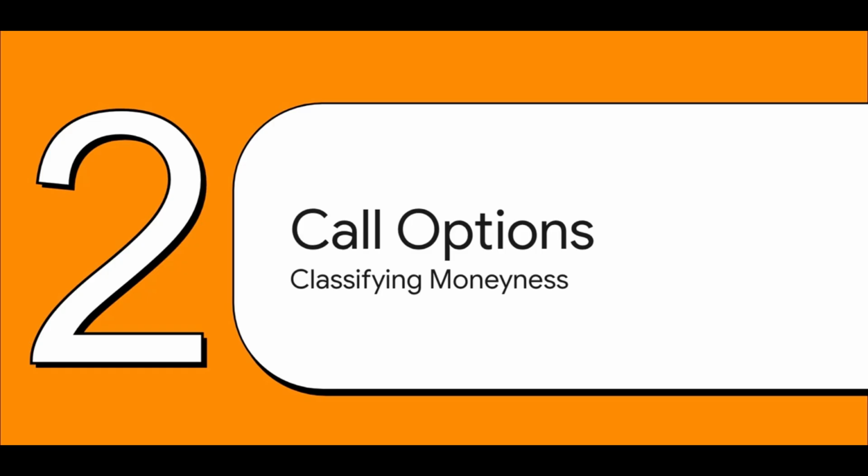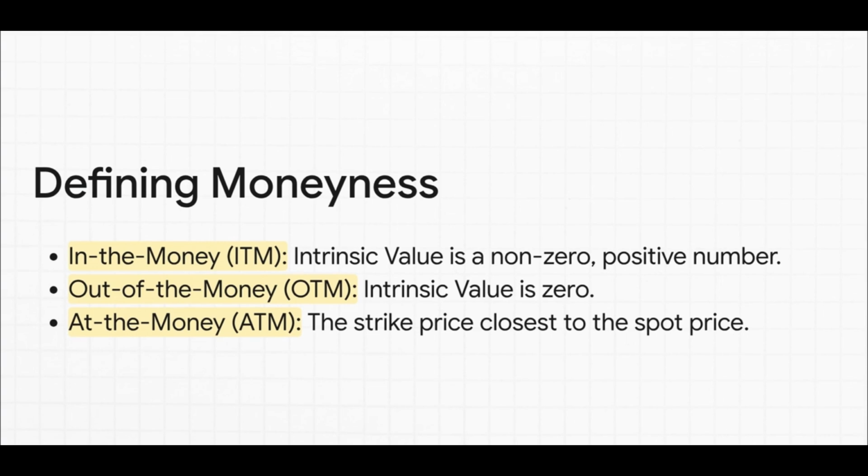All right, part 2. Let's take what we've just learned about intrinsic value and apply it to call options. So here are the official labels. If an option has some positive, real intrinsic value, anything more than 0, we say it's in the money, or ITM. If its intrinsic value is 0, then it's out of the money, or OTM. And that one strike price sitting right there, closest to the current spot price, that one's special. We call it at the money, or ATM. It's kind of like the dividing line.